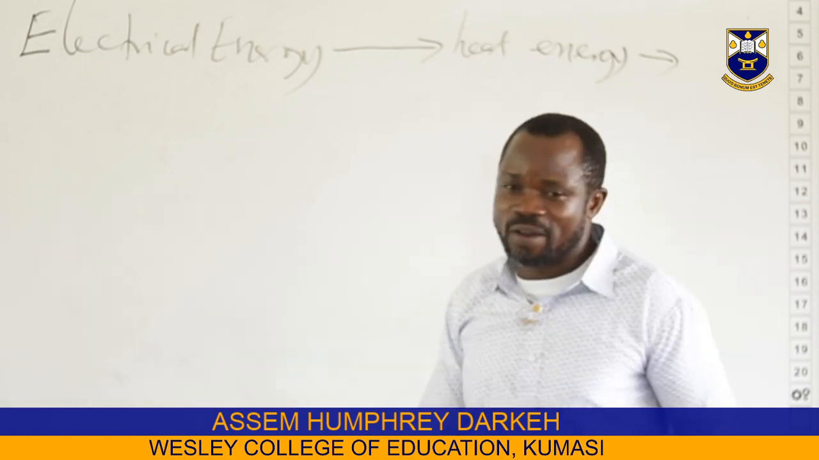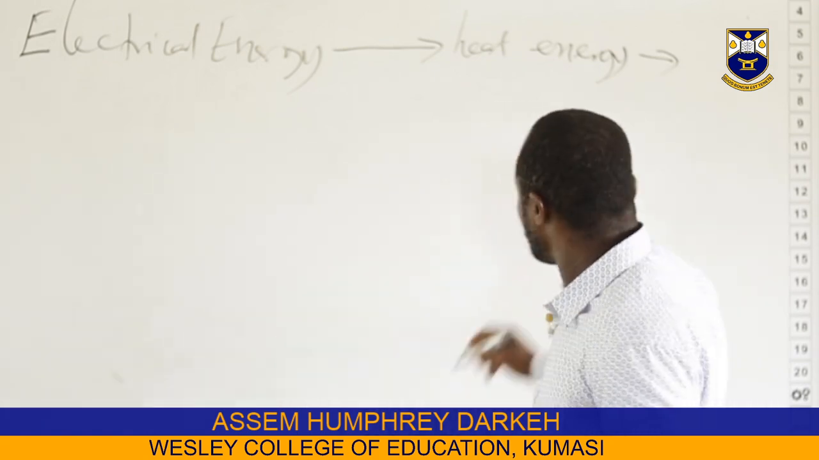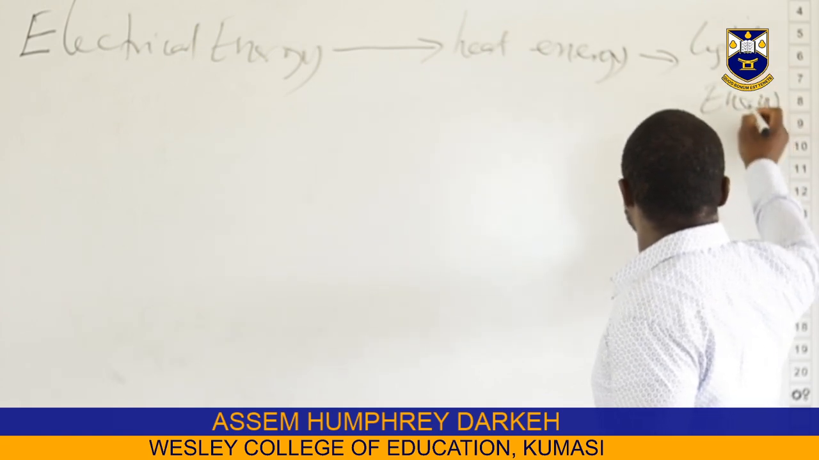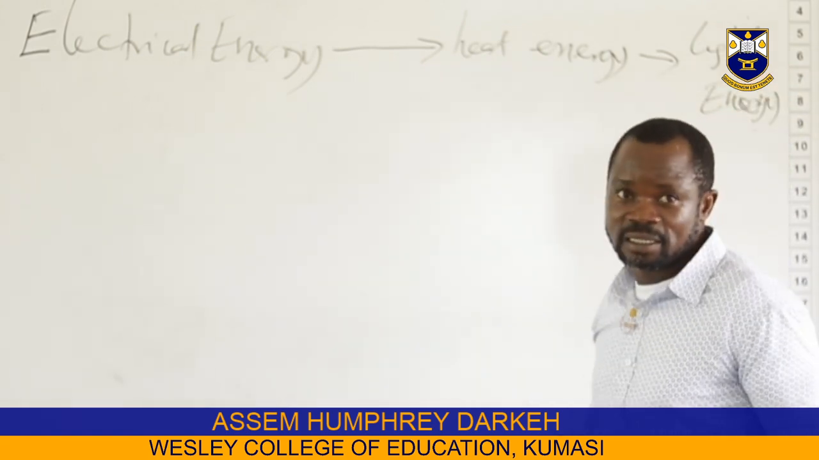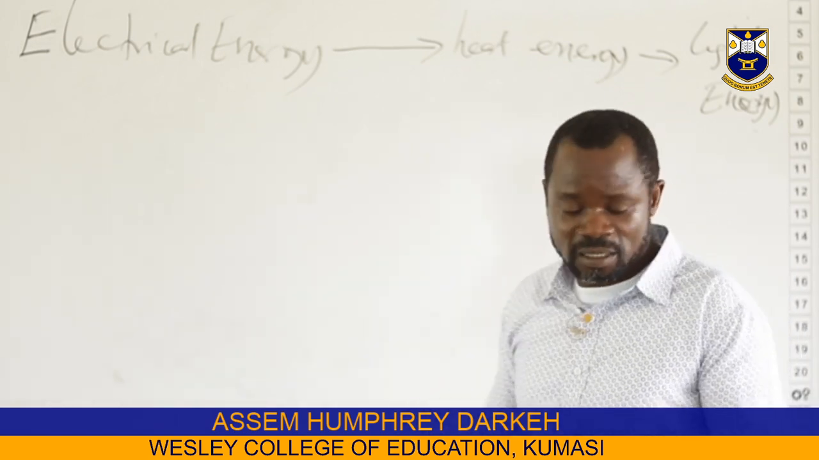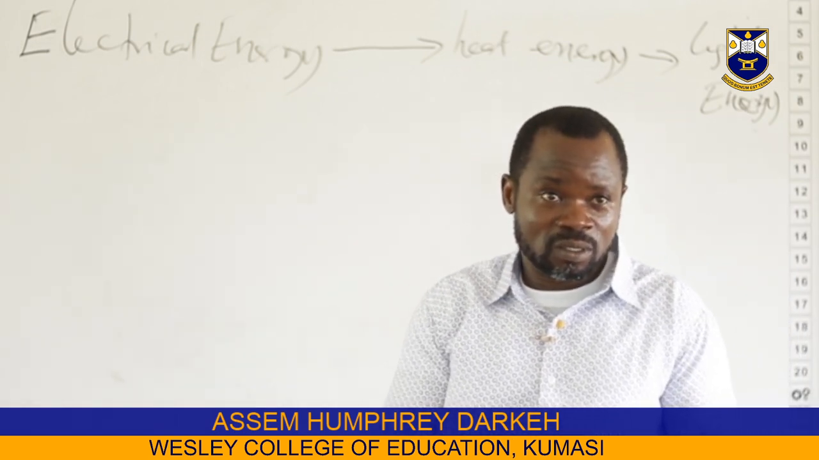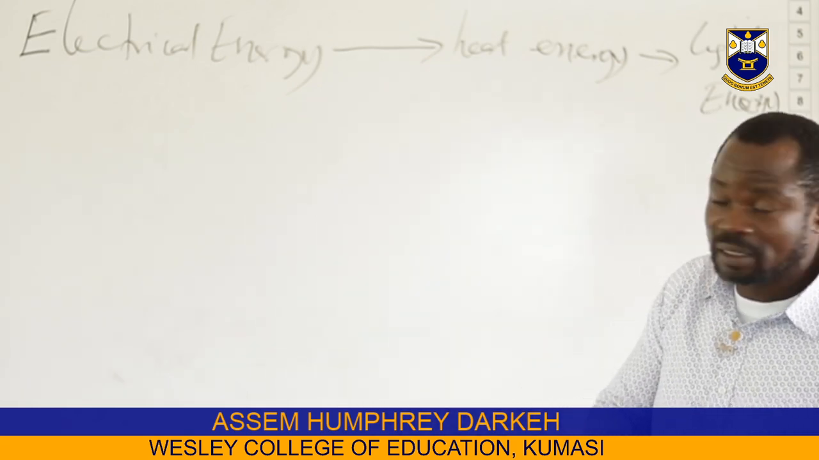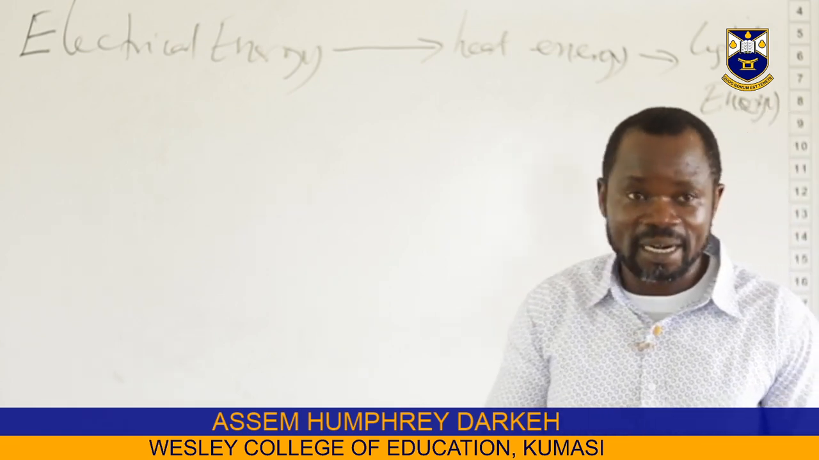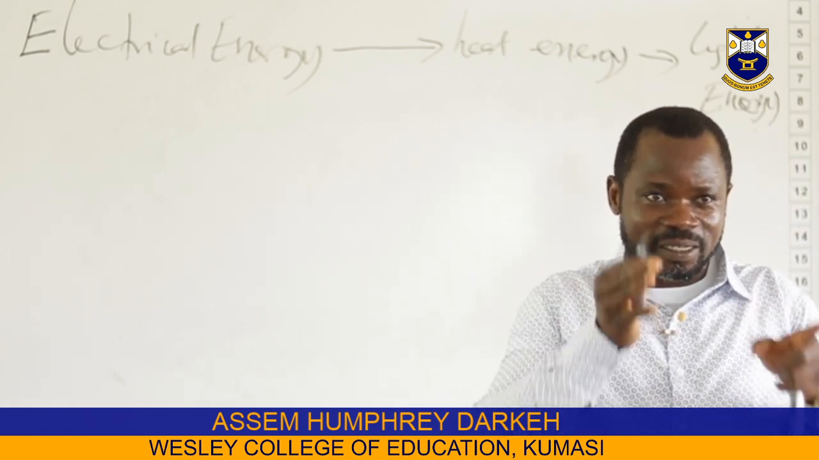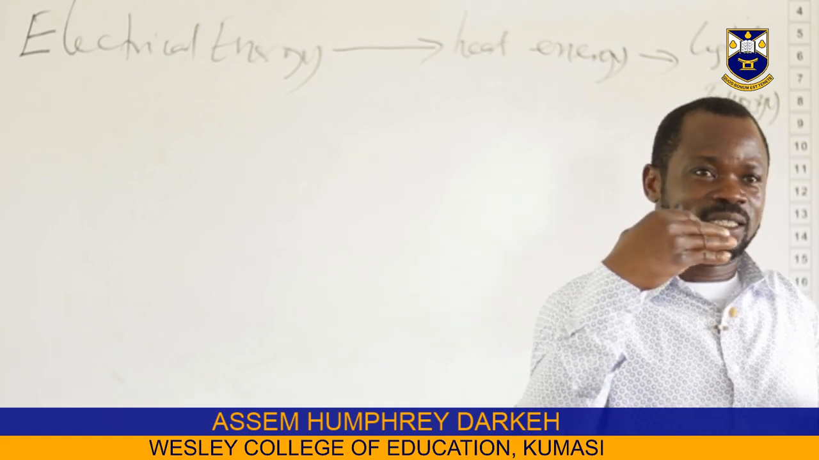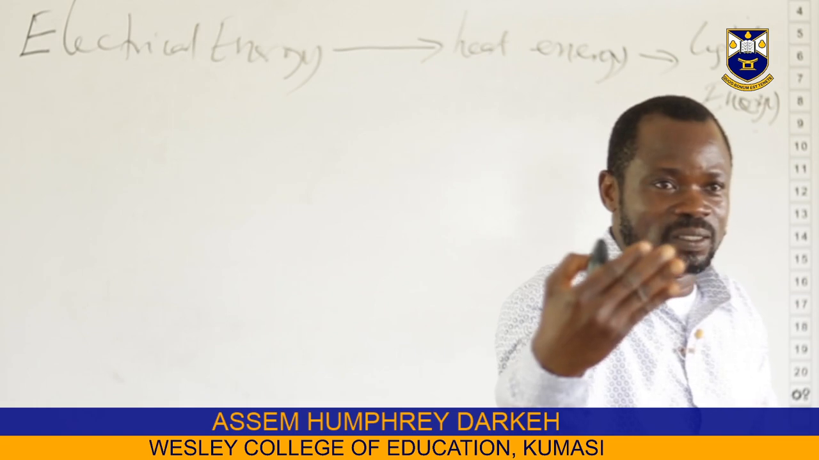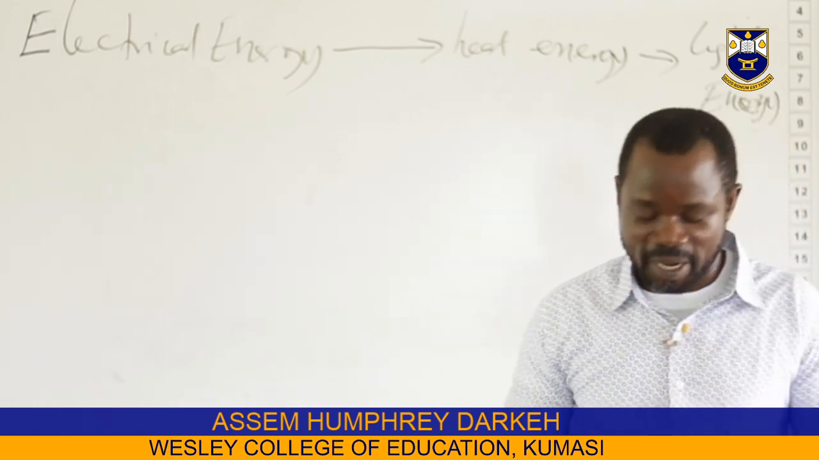Then finally I'll get my light. So light energy comes last, and then we are saying that the middle one, which is, if you like, the heat energy, is an intermediary form of energy which is seen between why you bought the bulb and what makes the bulb work.